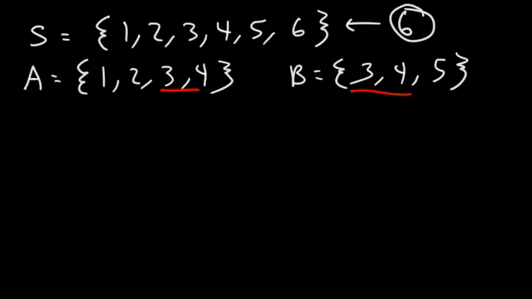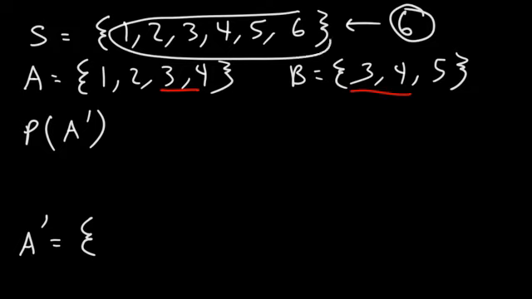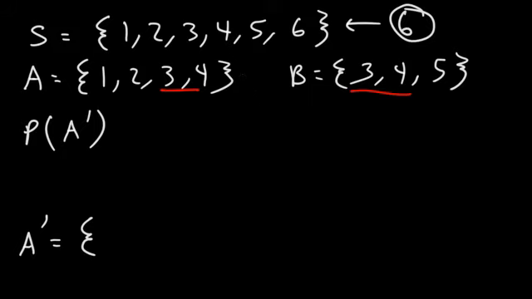Now, what about the complement of A? What is the probability of getting a complementary event? Well, first, we need to write the sample space of the complement of A. So this includes everything that is not A. So out of our sample space of 1 to 6, A is 1 to 4. So the other numbers that are not in A but still in our total sample space are the numbers 5 and 6.